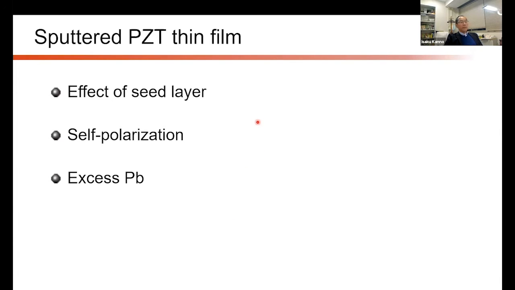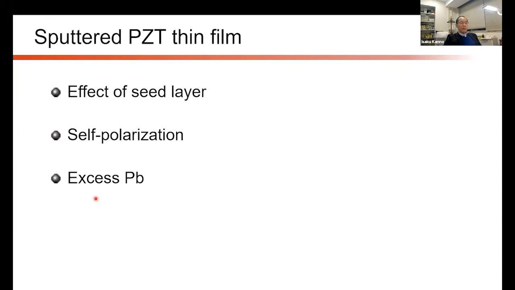So a characteristic feature of sputtering PZT thin films is that we can pick up three things. First is the seed layer. If we prepare a good seed layer, we can control the orientation of the PZT thin films. The second one is the self-polarization. Usually sputtered PZT thin films are inherently oriented with a very stable polarization from the bottom to the top. The last one is excess lead.